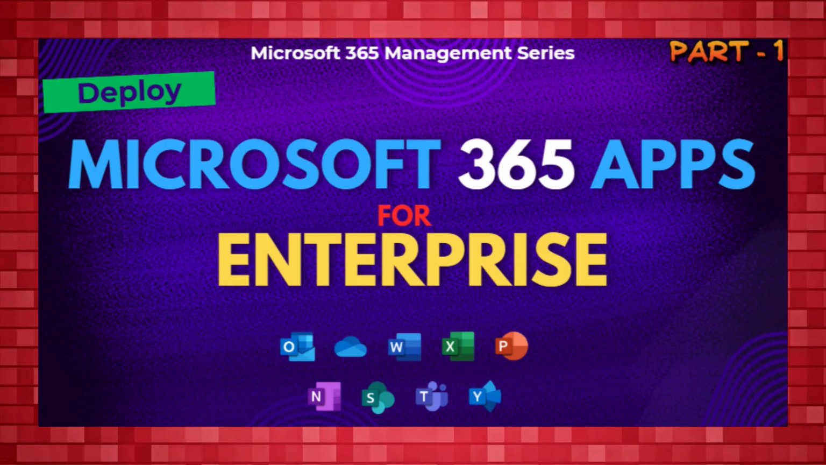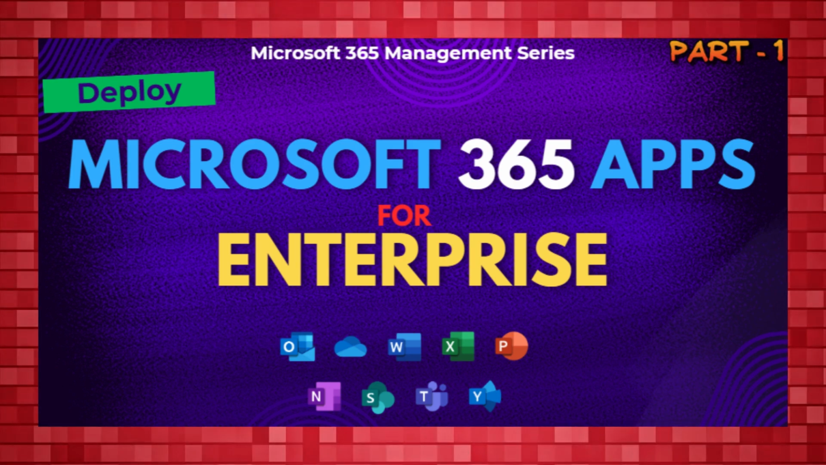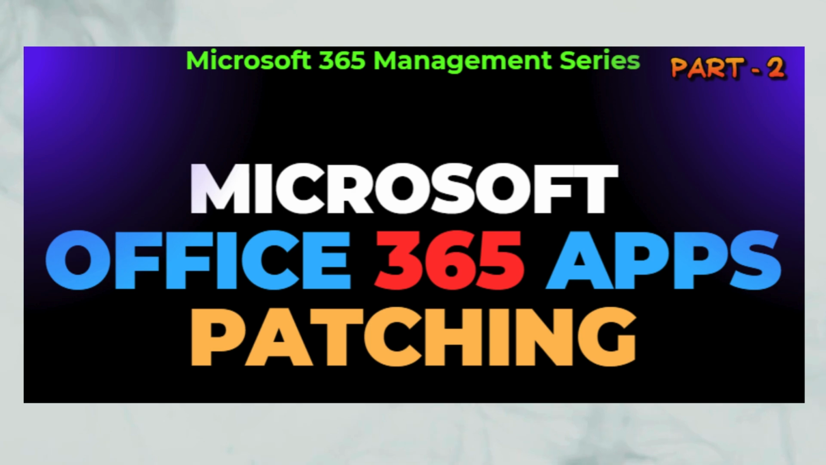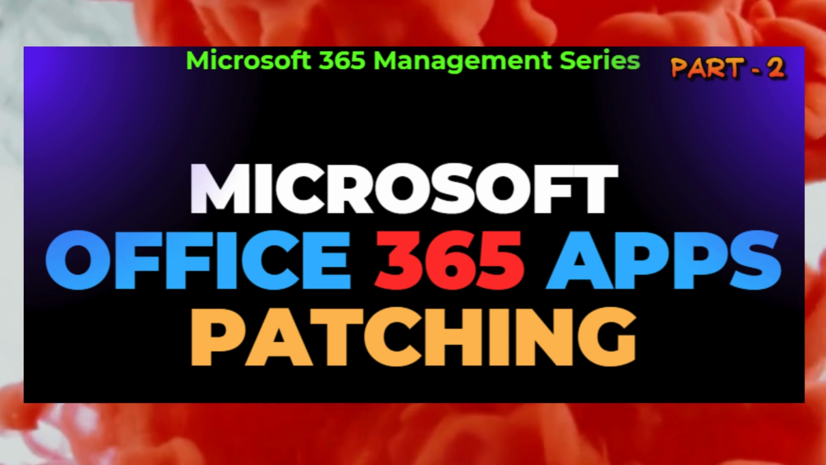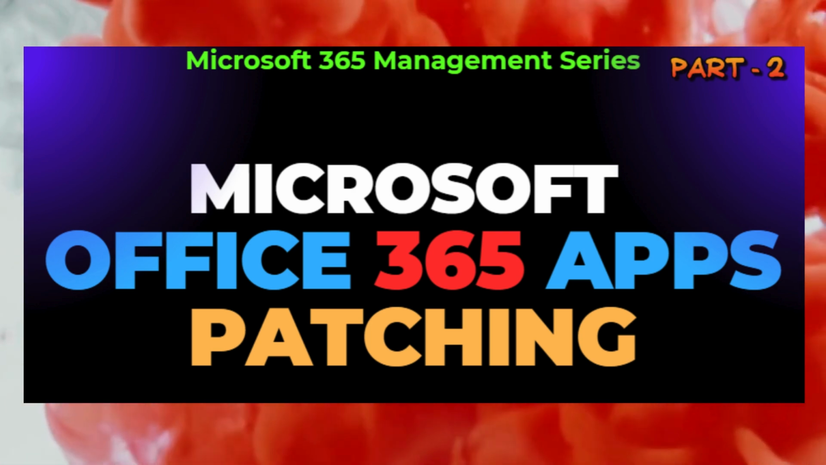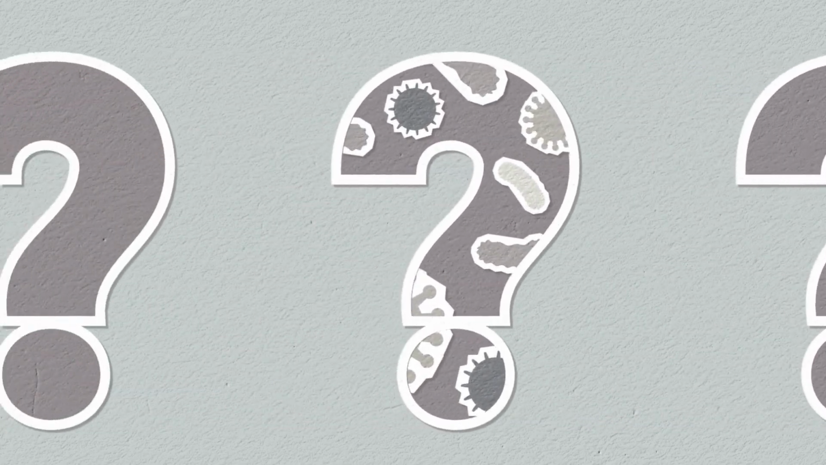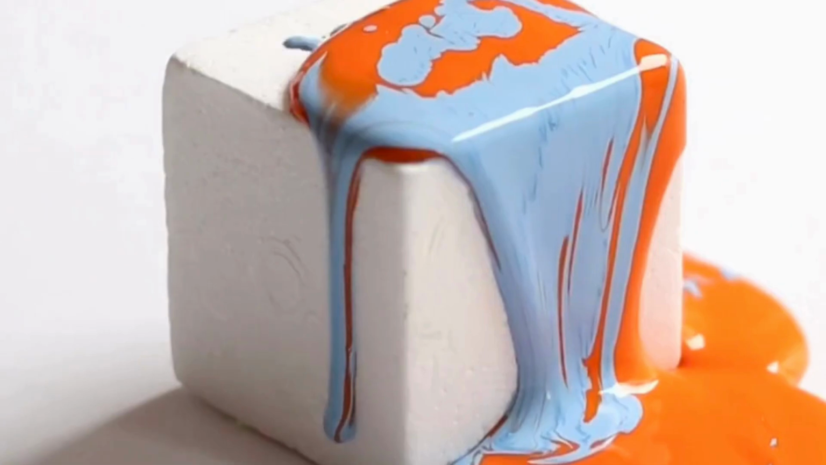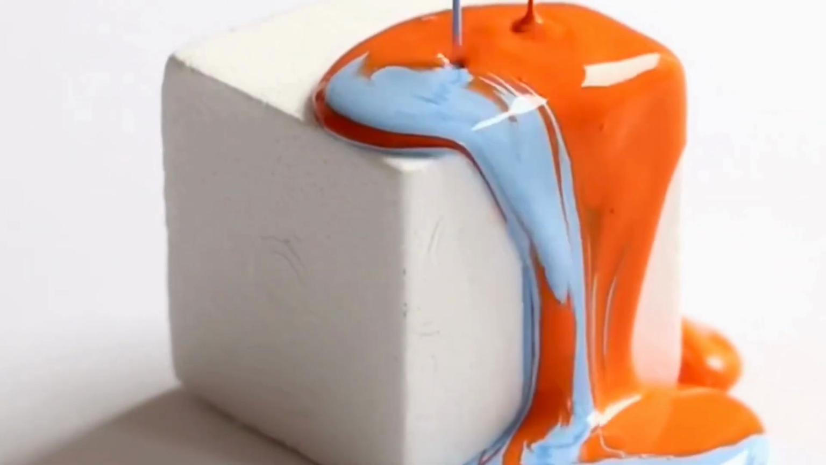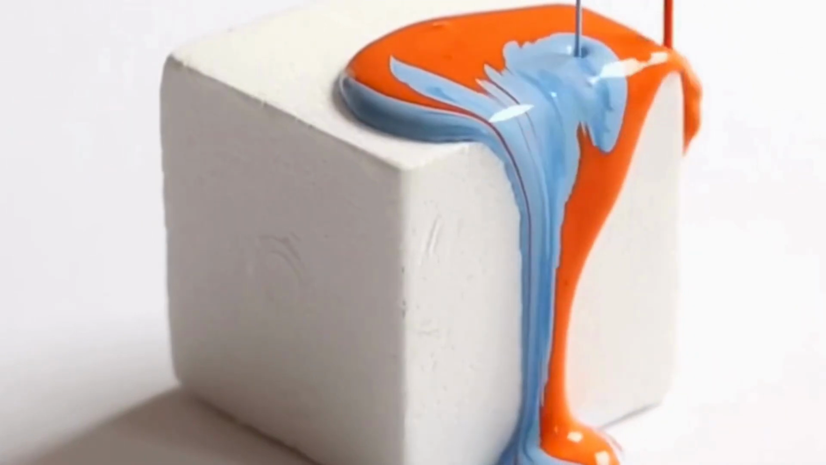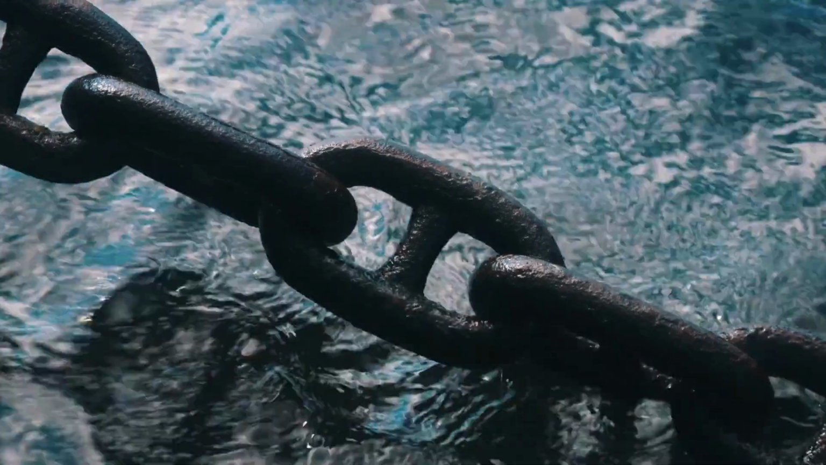In the last two videos, we discussed how to deploy Microsoft 365 apps using Intune. In part 2, we focused on managing updates for Microsoft 365 Office apps. If you are not sure how to deploy and manage these updates, I highly recommend checking out those videos first. Once you are done, come back and watch this video, and I will provide the link in the description section.